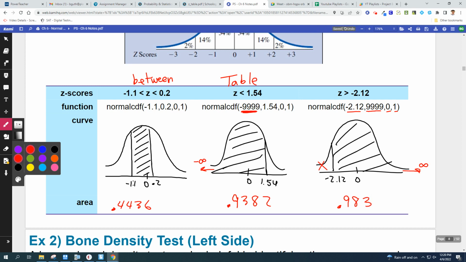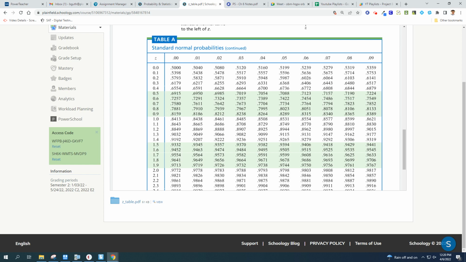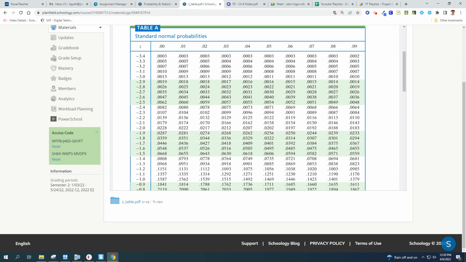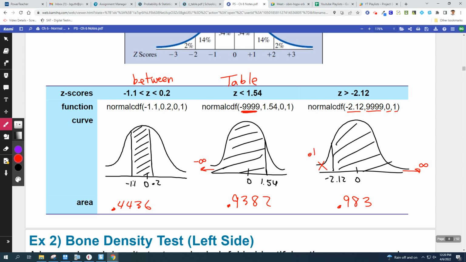All right. Notice, if we look at the table, negative 2.12 is this right here, and that's not my answer. 0.017 is not my answer, but of course it's not, because it's giving me the wrong region. It's giving me this region over here. If I was going to use the table, I'd have to say 1 minus the region that I don't want is going to give me the region that I do want.